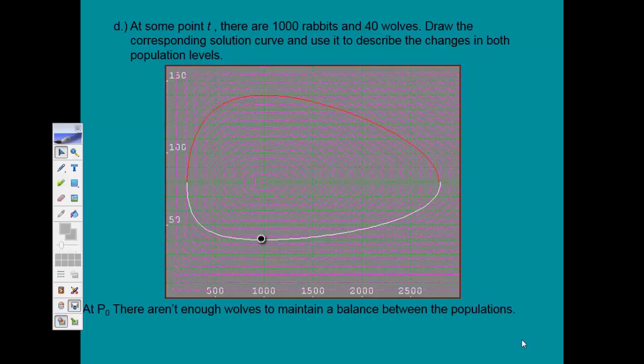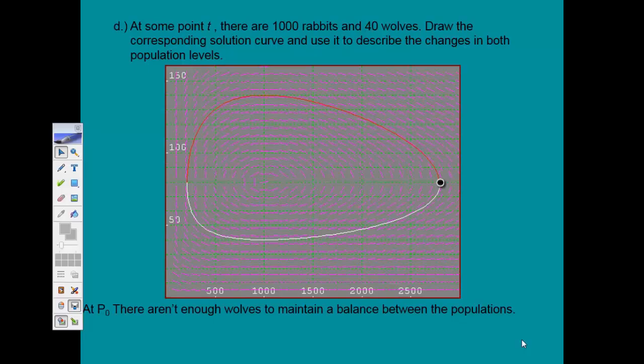Now our equilibrium is 80 wolves, 1,000 rabbits. So there are not enough wolves at this point to maintain the rabbit population. So the rabbit population starts to grow. Now as the rabbit population starts to grow, the wolf population starts to grow. And this happens all the way up to about 2,880. Now we have an overabundance of rabbits, and the wolf population continues to grow. They have plenty to eat.